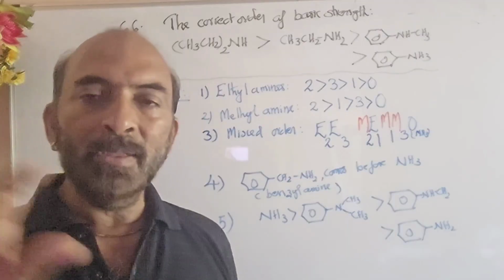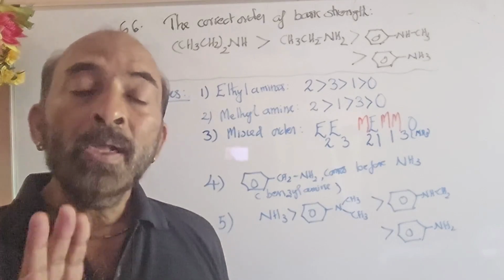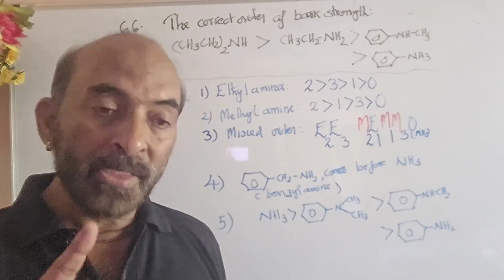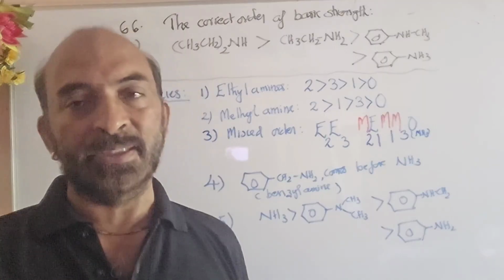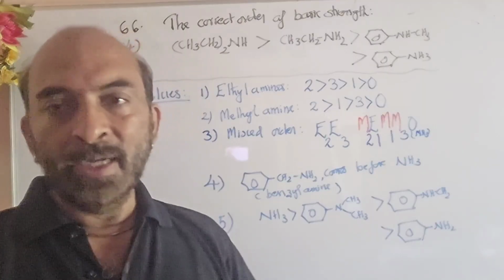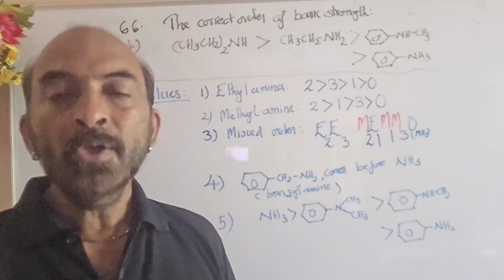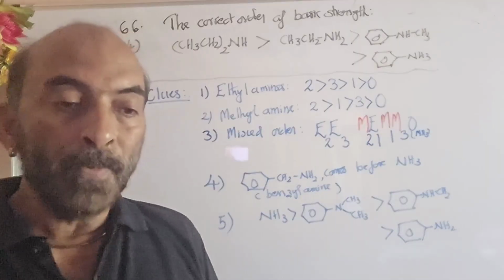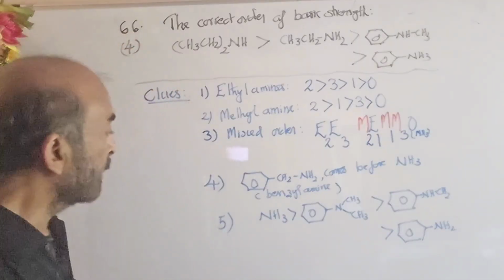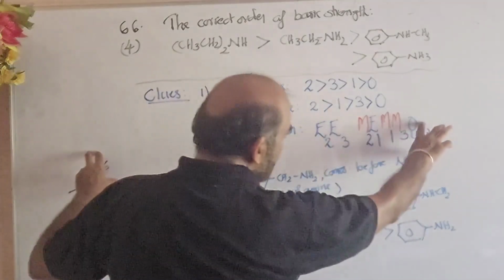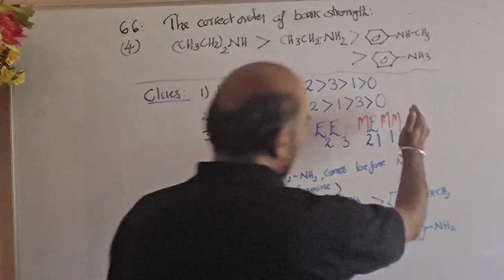Here you can remember them in the order this way. Substituting hydrogen with more and more methyl groups just helps to increase the basic strength. No negative impact there, no negative steric impact there. So including more methyl groups enhances the basic strength in the order. After ammonia, all this comes. That also you have to remember.